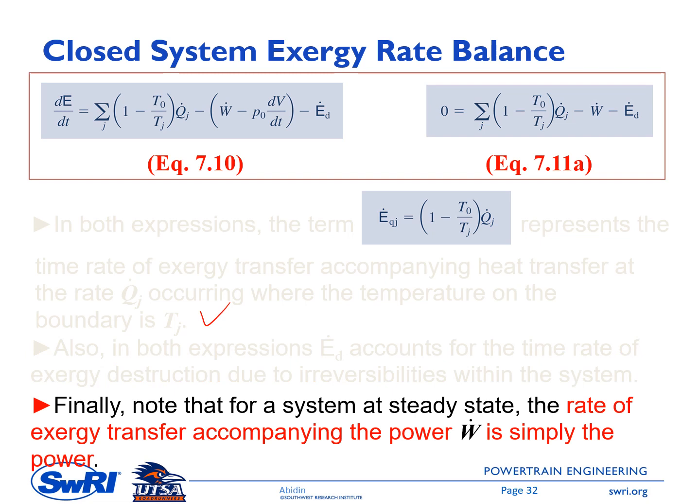It is the same as the formula without the rate, but in this case everything is normalized by time. Finally, note that for a system at steady state, which means no parameter changes with time, the rate of exergy transfer accompanying the work is, because it is a rate, work per time, which is the power. So the rate of exergy transfer accompanying the power, W with the dot on top, is simply the power, because P0 dV over dt is 0 here at steady state.